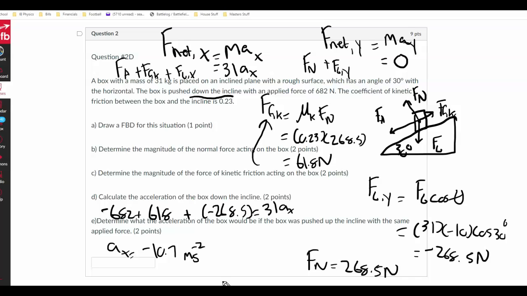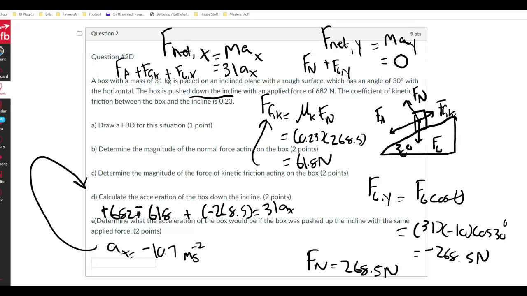It's very important. And then for E, it says determine what the acceleration of the box would be if the box was pushed up the incline with the same applied force. This is the acceleration for D. For E, if we're pushing the box up the incline, that means the applied force is now a positive 682. Ffk is now going down the incline, which means that Ffk becomes negative. So in other words, there's a sign flip on Fa, and there's a sign flip on Ffk.